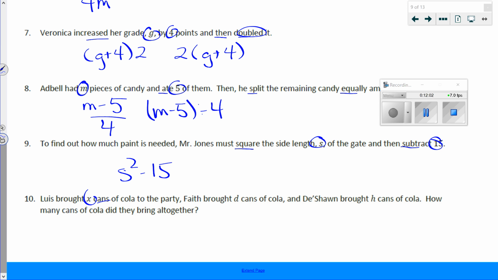Lewis bought X, Faith bought D, and Deshaun bought H cans to the party. How many cans did they bring all together? Meaning I need to add X, D, and H.